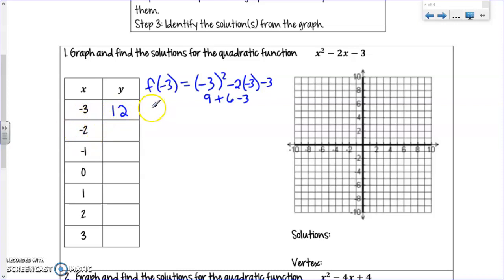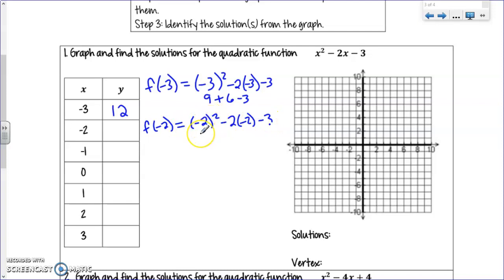We're going to do the same thing for -2. So f of -2. So everywhere there is an x, I'm going to put the -2 in place of that x. Does everybody follow that? Do you see what I did there? Cameron, do you see now?